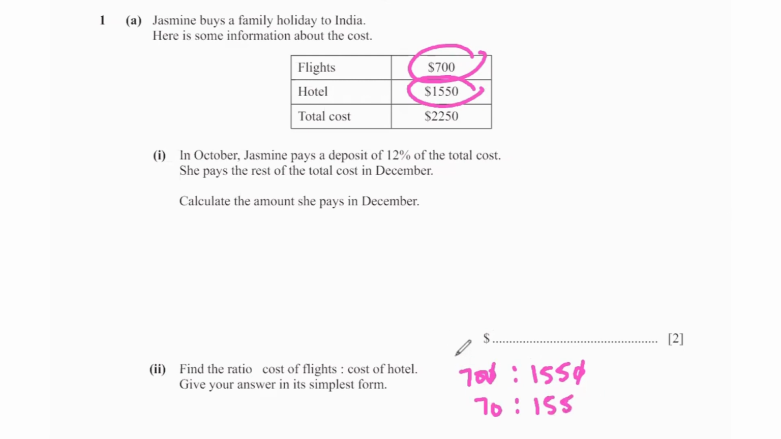So 5 times 14 is 70, and 5 times 31 is 155. So 14 to 31 is your ratio in its simplest form.